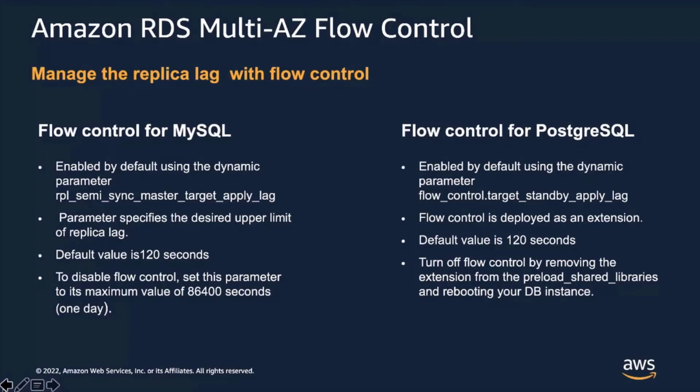If you want to disable flow control, this parameter can be set to a maximum value of 1 day or 86,400 seconds in case of MySQL. And in the case of PostgreSQL, you turn it off by simply removing the extension and rebooting the database instance.